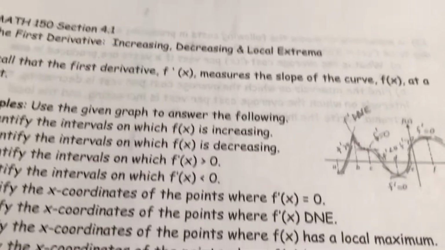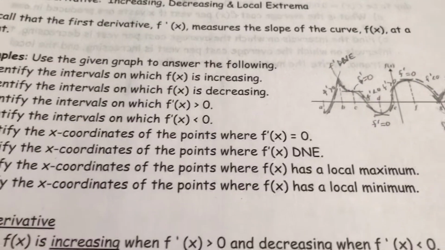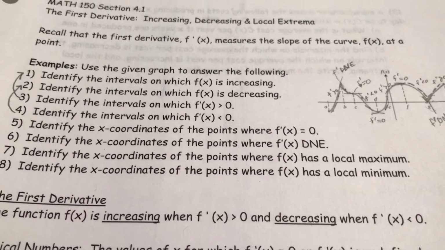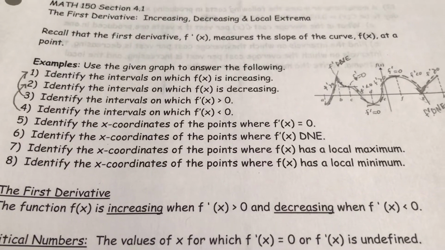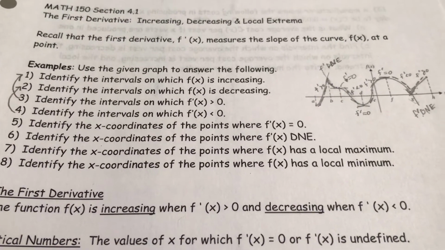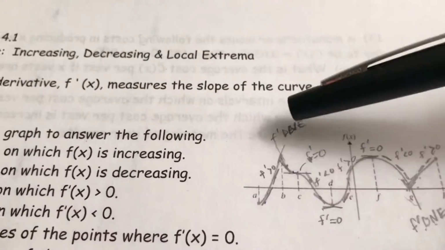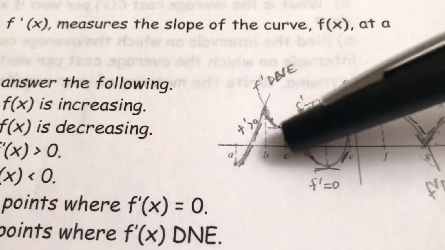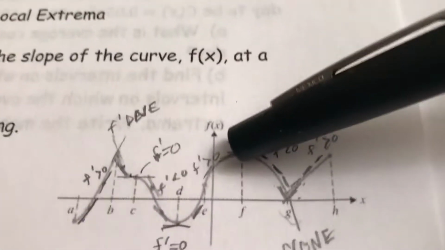Now, number 7. It says identify the coordinates of the point where f has a local maximum. And then 8 says identify the x-coordinates of the point where the function has a local minimum. So notice where the function does not exist. Think of that as just like a mountain range. This is a maximum, there's a minimum, this is a maximum, and this is a minimum.